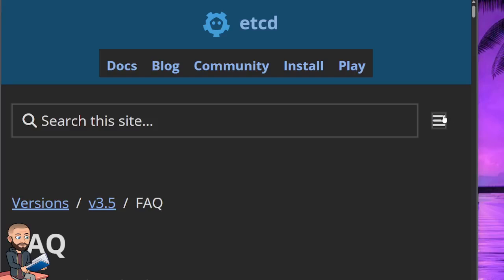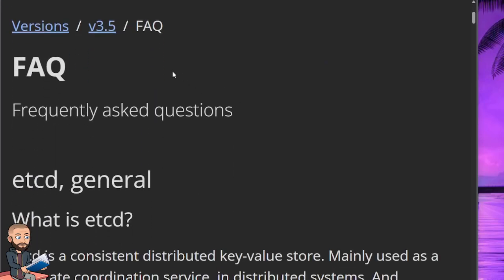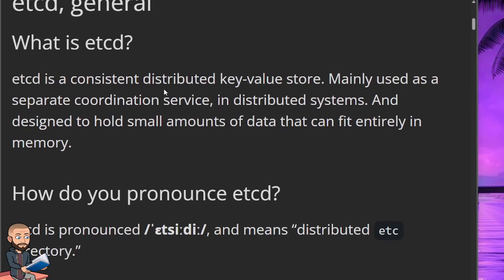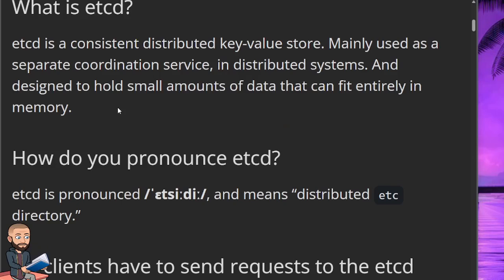So in this video, we're on etcd.io docs, reading the FAQ, and we're going to go with this first question. What is etcd? It is a consistent distributed key value store, mainly used as a separate coordination service in distributed systems and designed to hold small amounts of data that can fit entirely in memory.